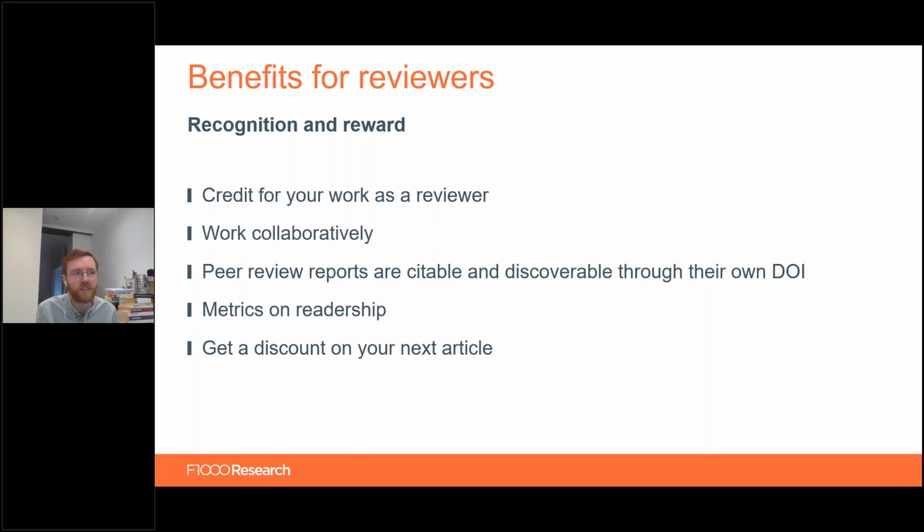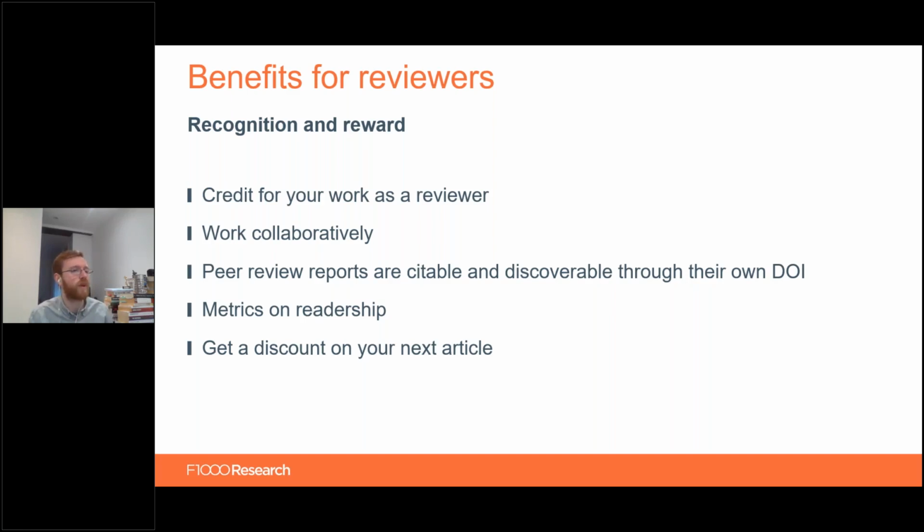So, of course, F1000 Research recognizes this fact by making all peer review reports have the name and affiliation of the reviewer in question. But also it's important to know that since they are research outputs, all our peer review reports are citable and discoverable through their own DOIs. So they're not only tied to the articles themselves, they can be cited as individual research contributions. They do have a digital object identifier.